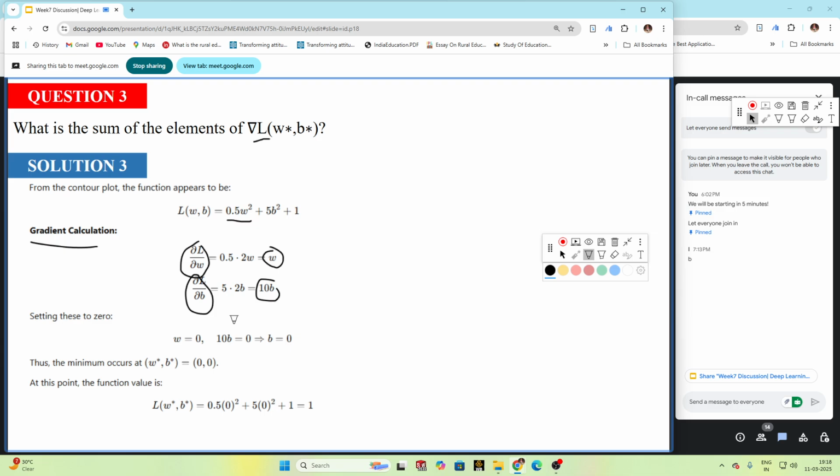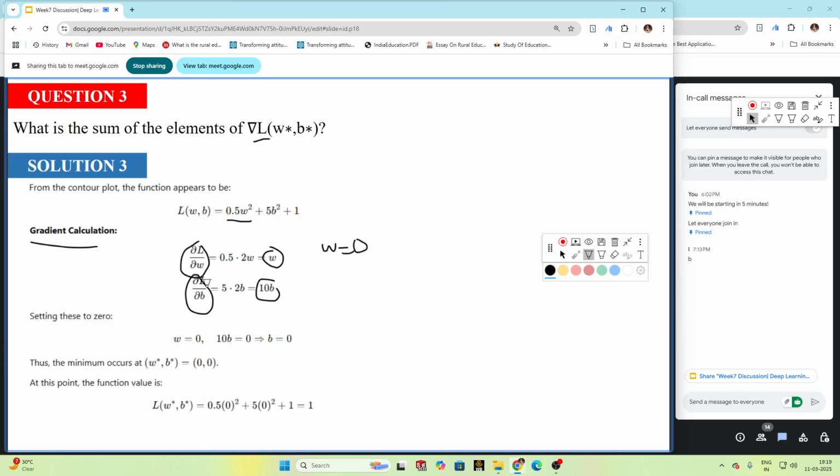Now the thing is, for the least loss, what will be the value of the gradient? For the least loss, the value of the gradient is 0. So for least loss, if I equate del L by del w equals 0, we will get w equals 0, and this w is nothing but w star.